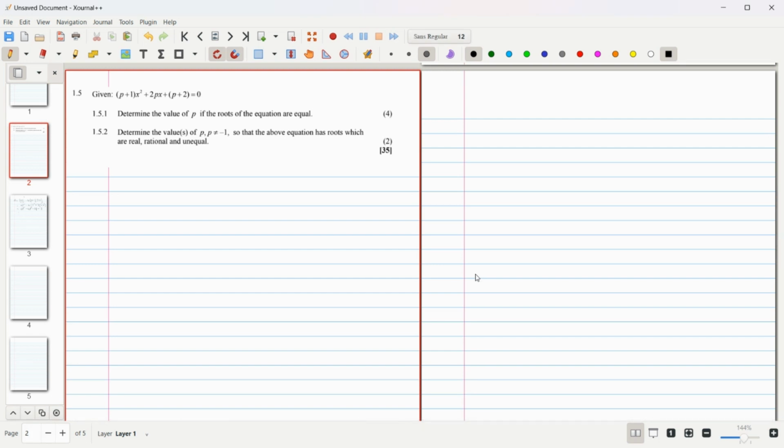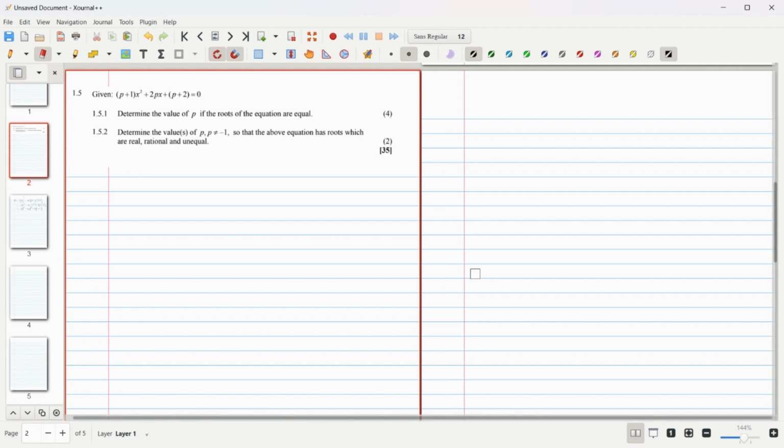In this session, we'll be looking at the nature of roots. For the question that we are given here, we can see we are given an equation which looks like a quadratic equation. So, the first step that you need to take note of is to know the standard form for the quadratic equation.